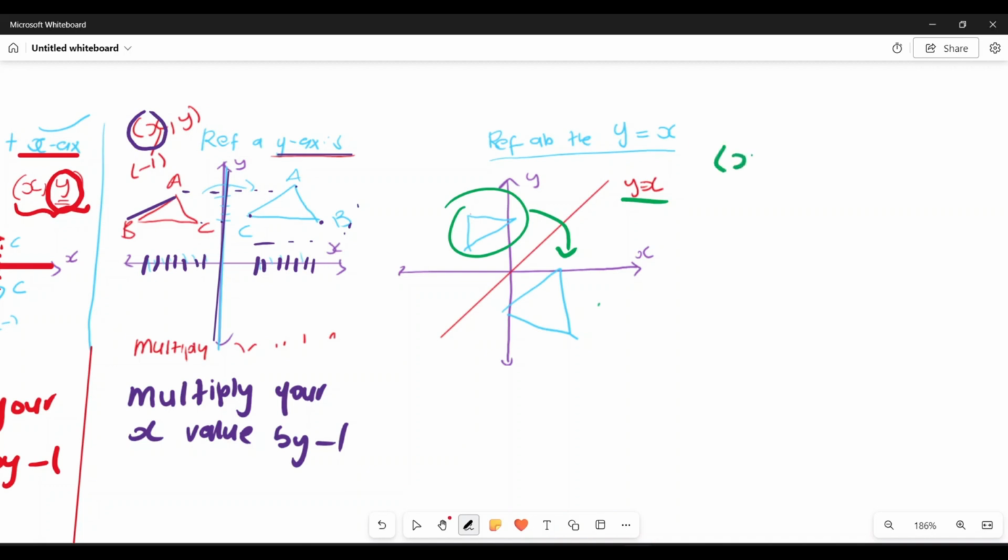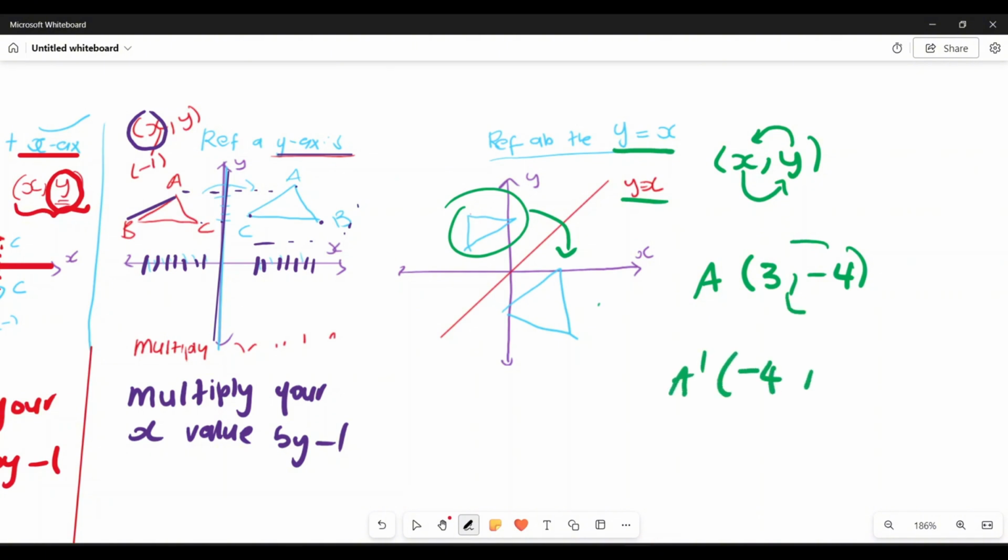Now, remember your coordinates are in the form of x and y. So this is one of the easiest reflection questions you could get. In this scenario, you would need to swap your values of x and y, right? What do I mean by that? Let's say your coordinates at A are 3 and -4. If your graph is reflected about y equals x, you're going to swap these values. So basically your new A, your x is now going to become -4, and your y is going to become 3. You're just going to swap your x and y values, right?